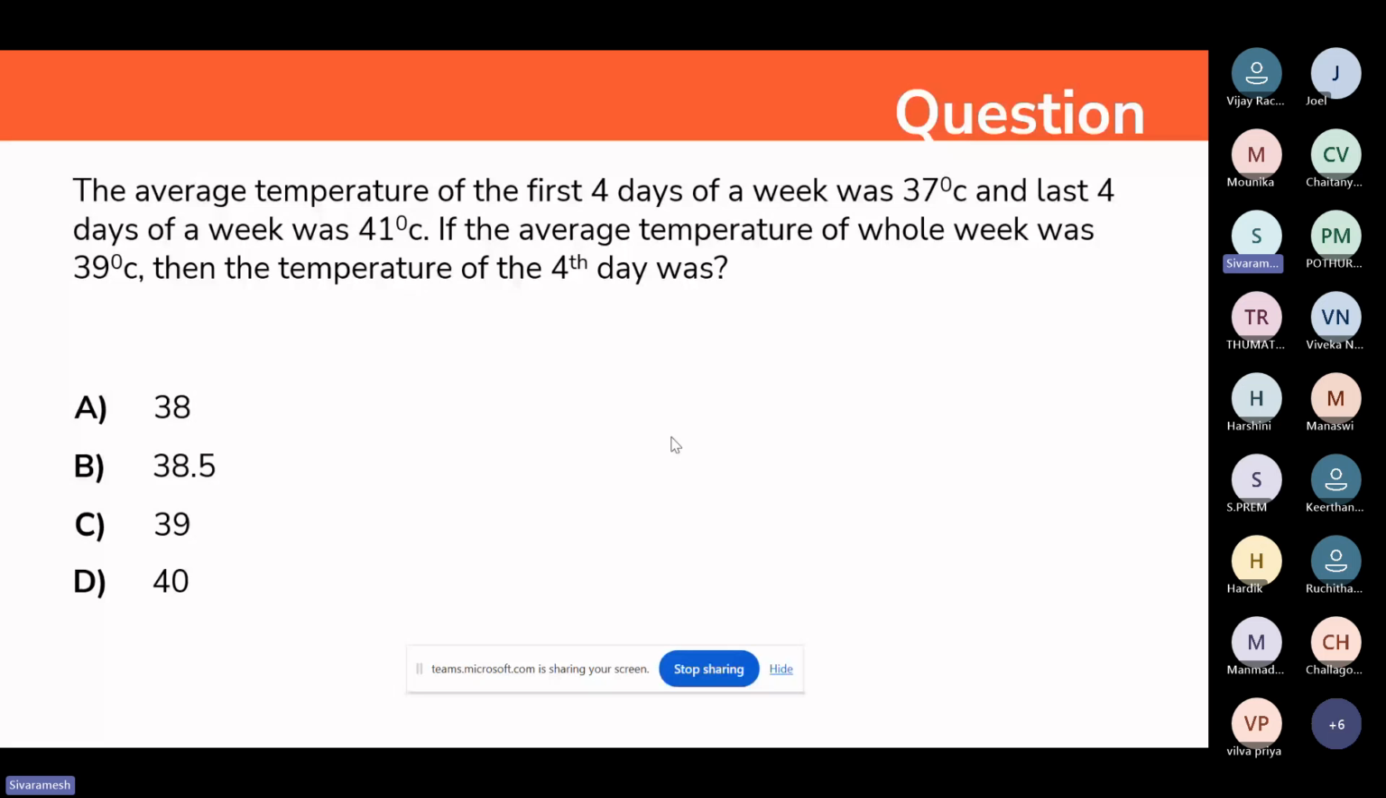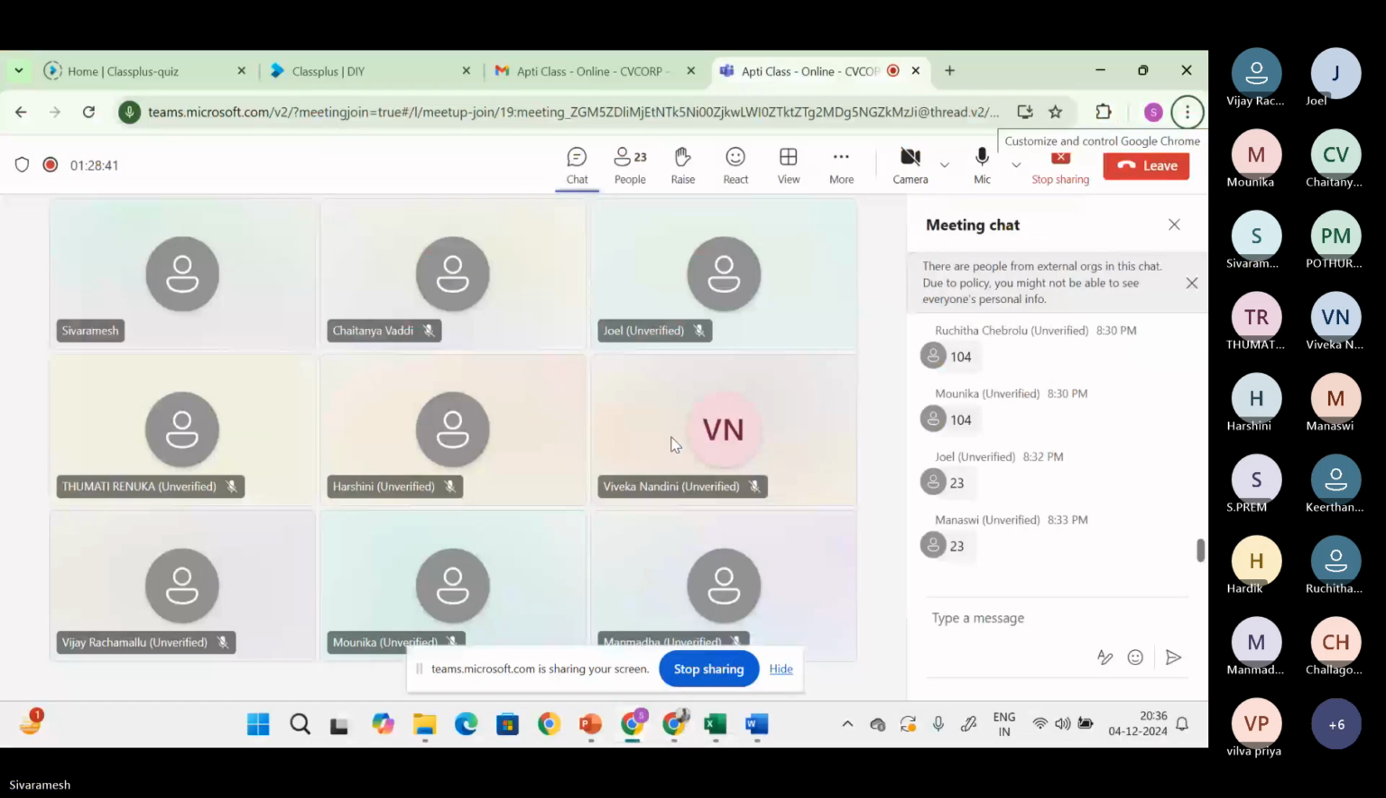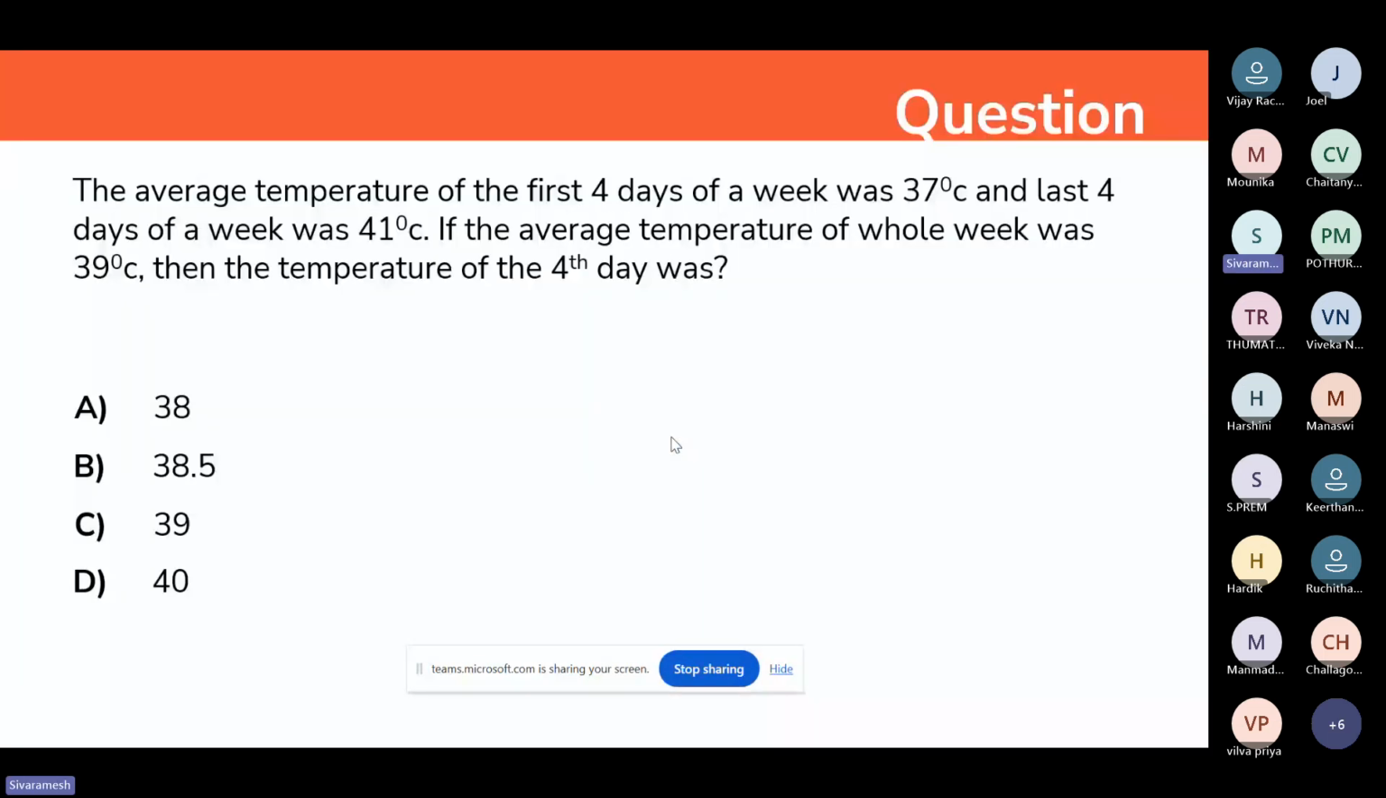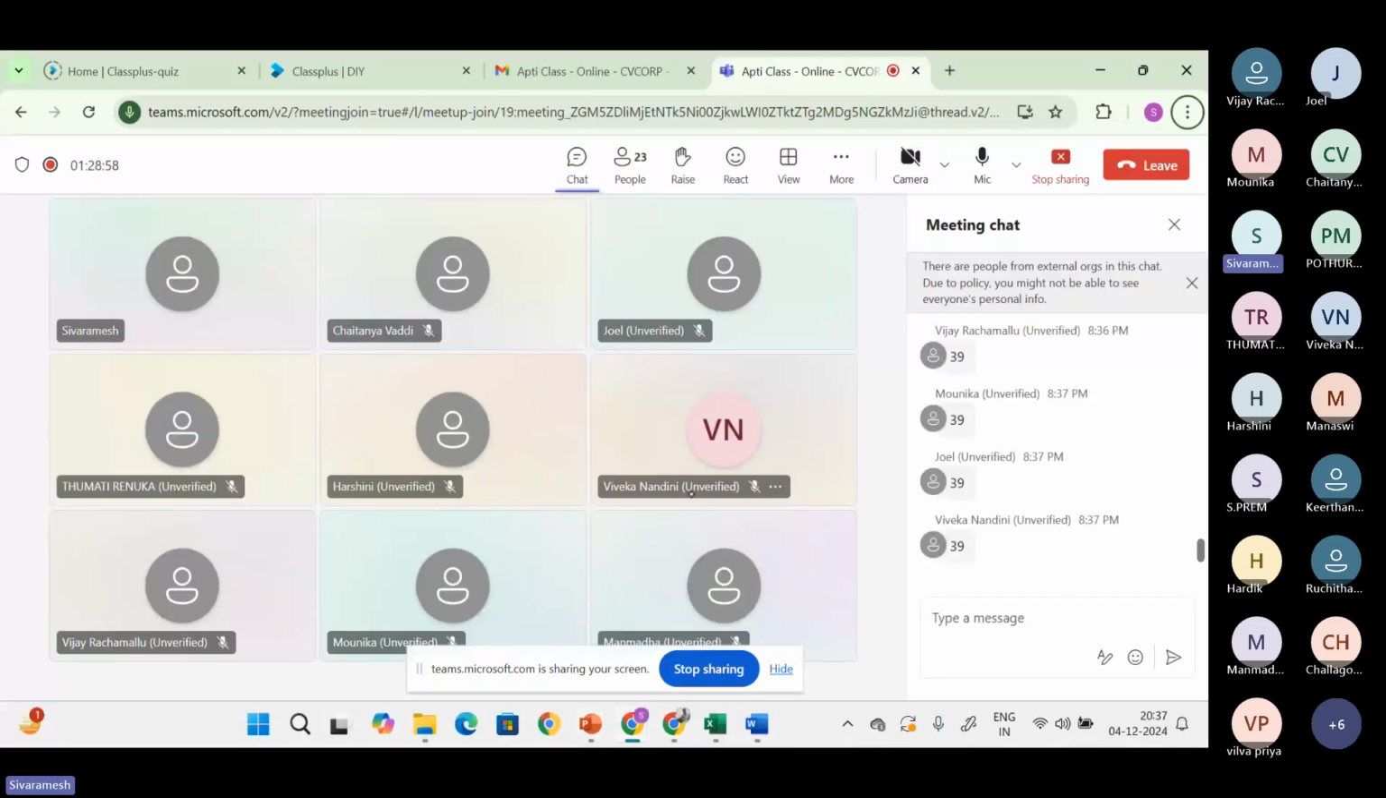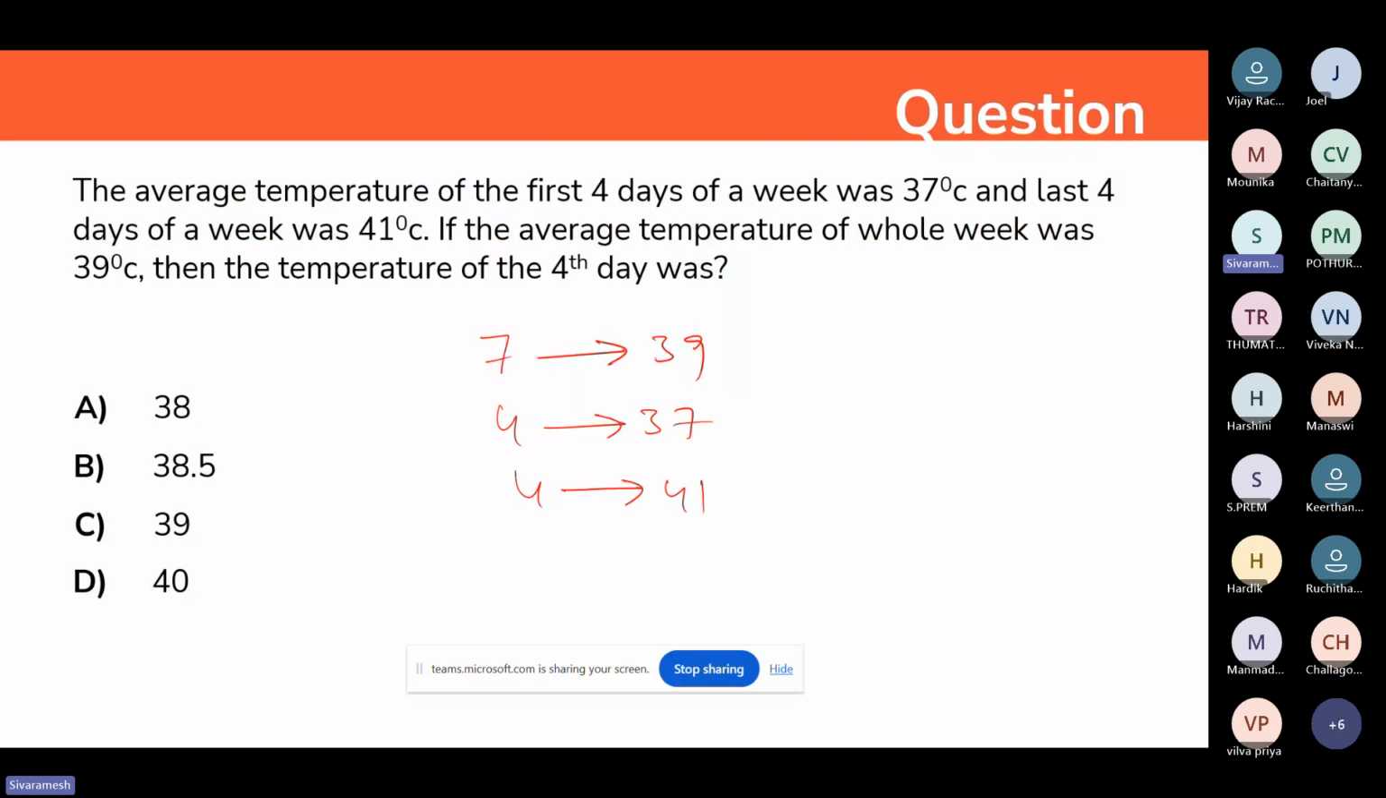Has nobody posted an answer here? You can take the whole week's temperature. The whole week's temperature is 39. The first 4 days' temperature is 37. The last 4 days' temperature is 41. How to solve this? Yes, very good. Already posted answers. Okay, very good.